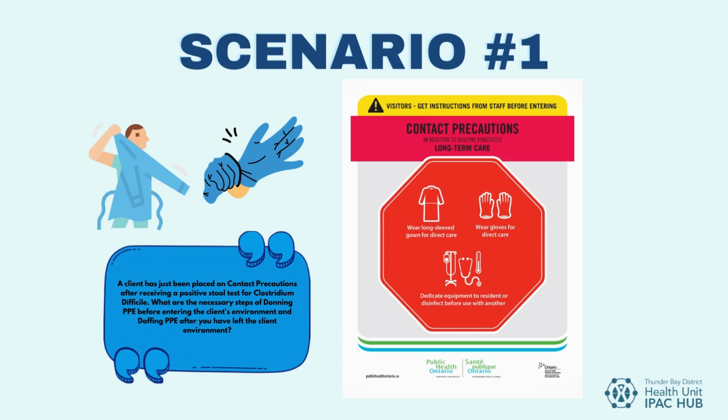For contact precautions, minimum PPE required are gown and gloves. Our first step of the donning process would be performing hand hygiene, followed by donning your gown and then gloves. Doffing would begin with the removal of the gloves, followed by the gown. Hand hygiene is then performed, and any medical equipment that is not dedicated to the client is to be disinfected before use on another client. An example of this equipment would be a vitals machine.